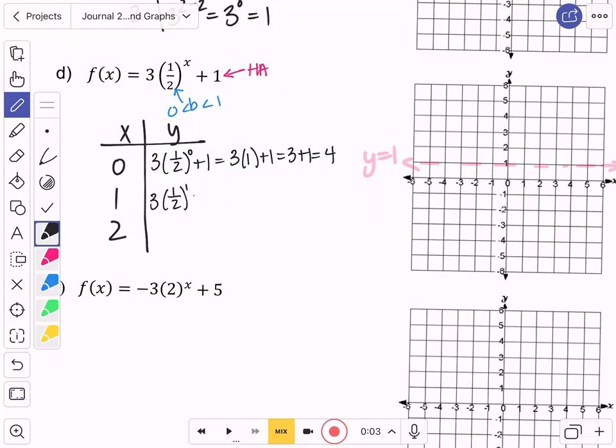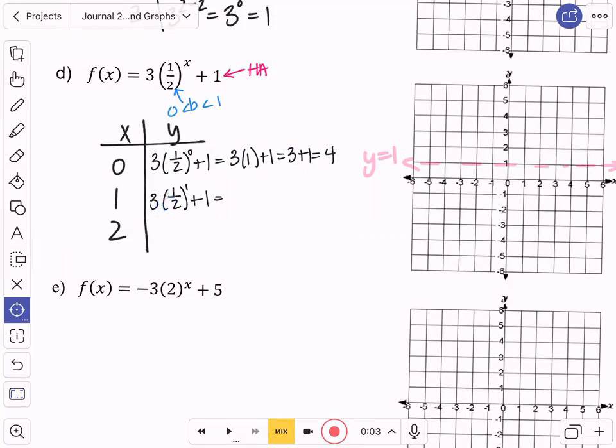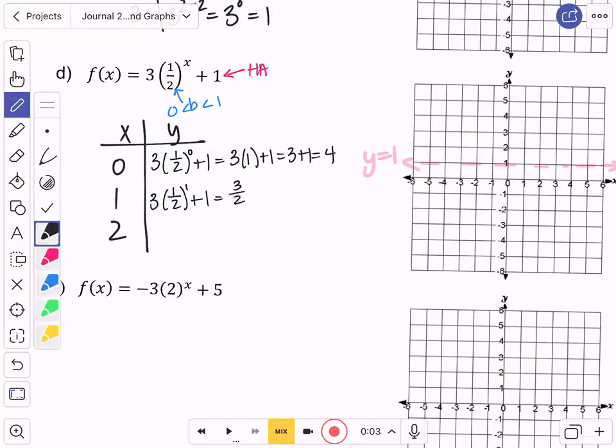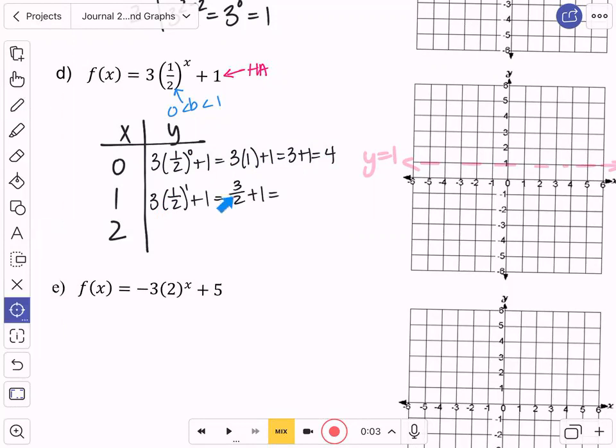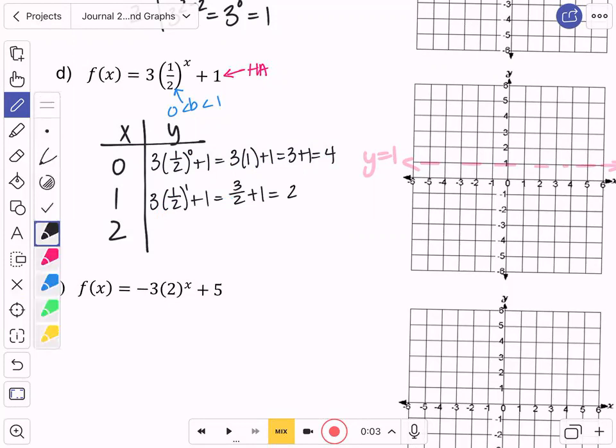So 1/2 to the first power is going to cause it just to be 1/2. And 1/2 times 3 is going to be 3 over 2, plus 1, which ends up being, if you convert 3 halves to decimal, that's 1.5. So that'd be 2.5.